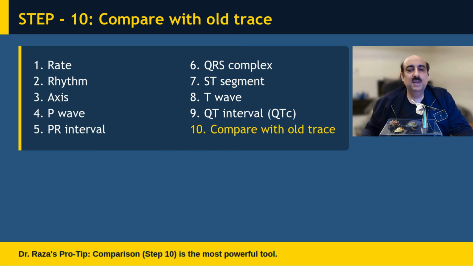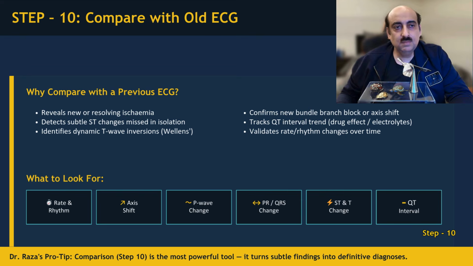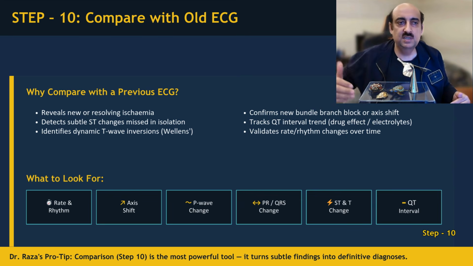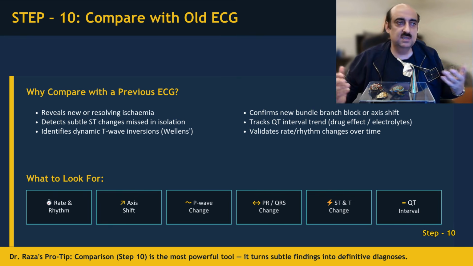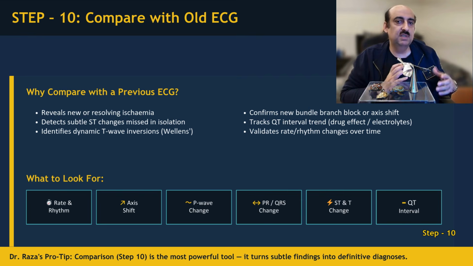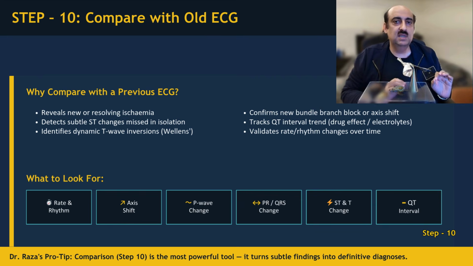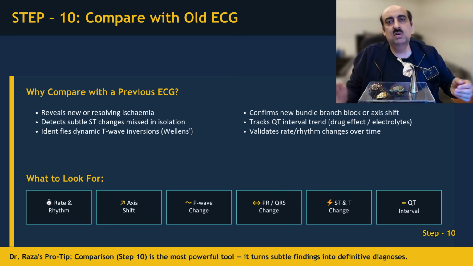And finally, my pro tip, step number 10, comparison with the old ECGs. Honestly, believe me, this is probably one of the most important and one of the most overlooked parts. How many times on my clinical rounds I have seen my residents asking me, oh, there's an ECG abnormality, and the patient is totally asymptomatic. And the moment we just look at the comparison with the old ECGs, which were a few months or a few weeks ago, and they're pretty much exactly the same, fixed changes, that just solves the puzzle.